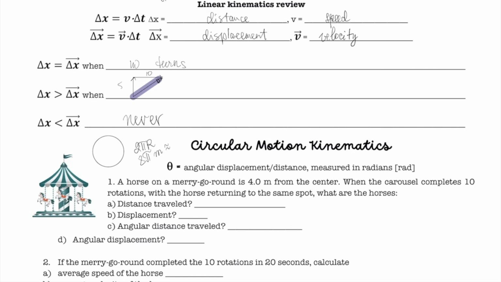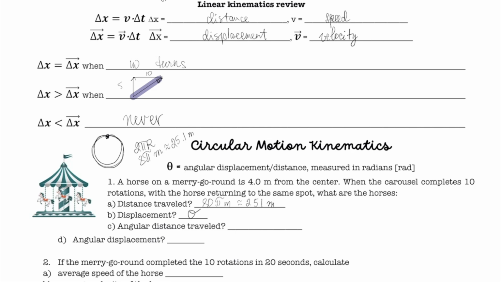So 8 pi, if you use your calculator, is about 25.1 meters. That is one rotation. If there are 10 rotations, the distance traveled is going to be 80 pi meters, or about 251 meters. Displacement, however: if the horse starts here, 1 rotation, comes back, 2 rotations, every time it ends up where it started. So displacement is technically 0.